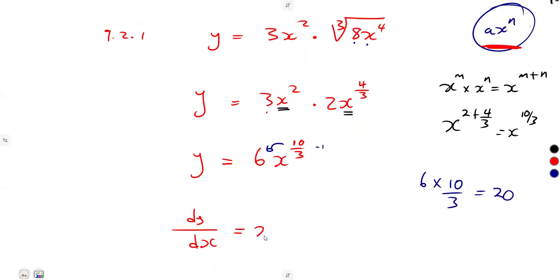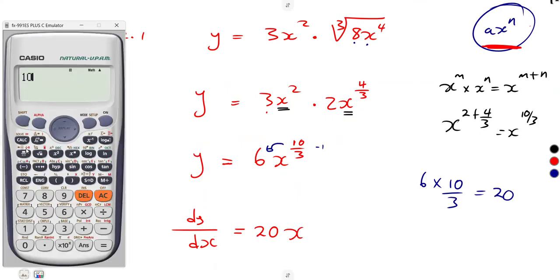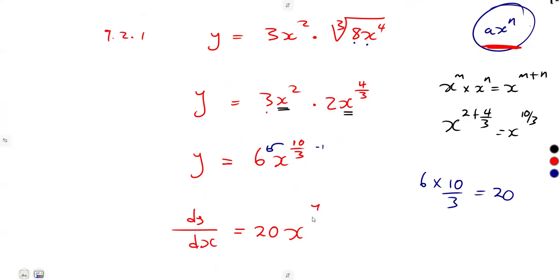If you simplify this properly, you subtract 1 on the power. 10 over 3 minus 1. So 10 over 3 minus 1 is going to give us 7 over 3. So that's to the exponent of 7 over 3. We have got our derivative. Just like that. We have our derivative.